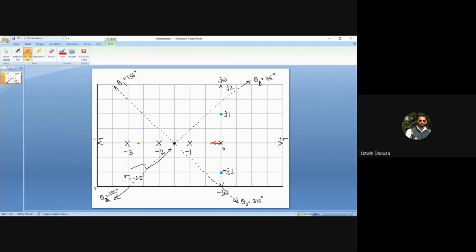Similarly, the root which is placed at -1 location will be moving towards the breakaway point, right? And basically it moves in the right hand side direction in this manner.